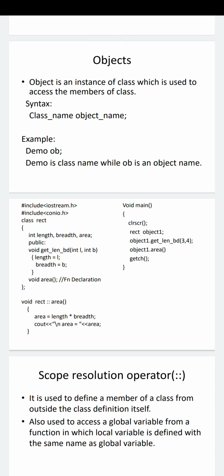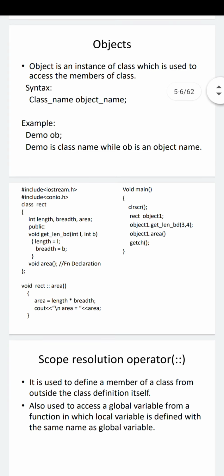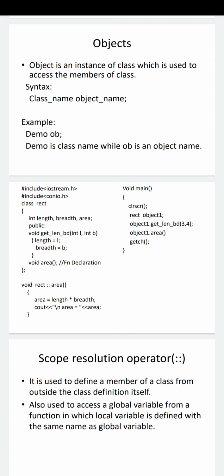Then we have declared two functions in the public section. So public is again the access specifier. Whatever we mention in the public can be accessed in the main function with the help of the object name. So private members cannot be accessed, but public members can be accessed in the main. But private members can be accessed inside the member functions of that class.